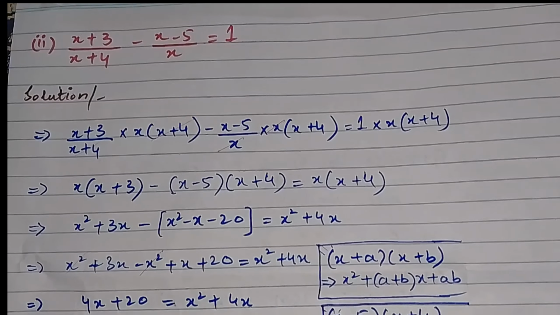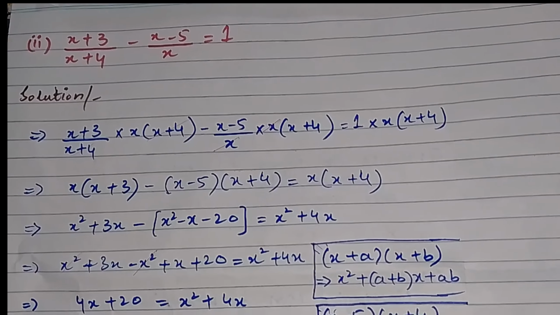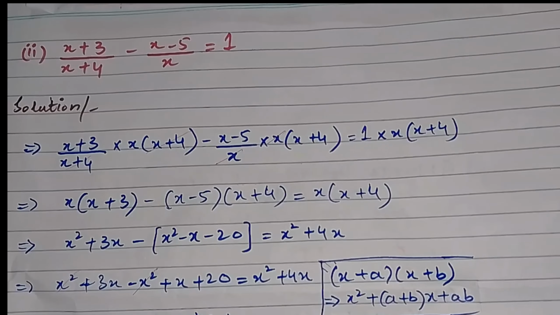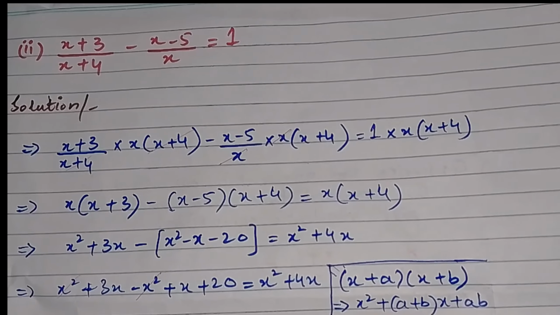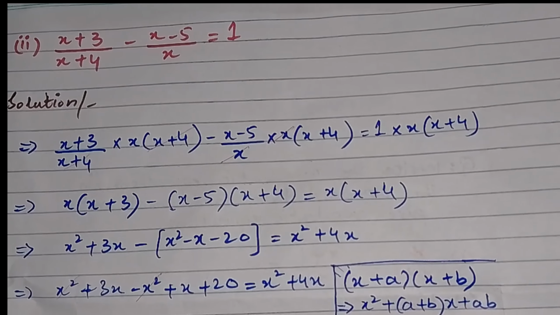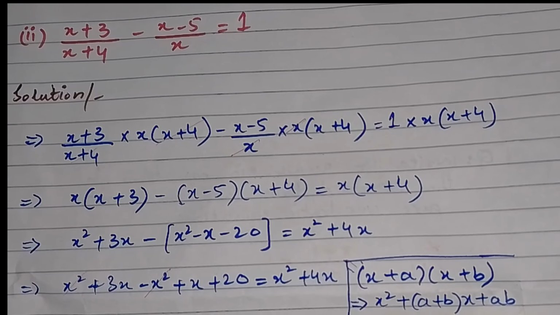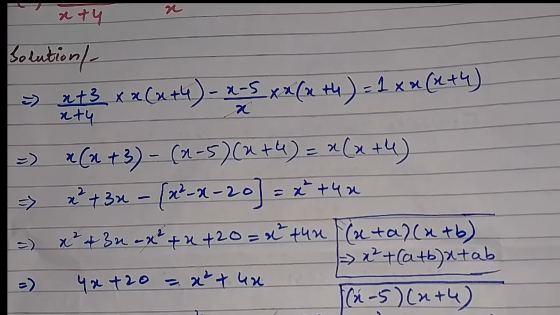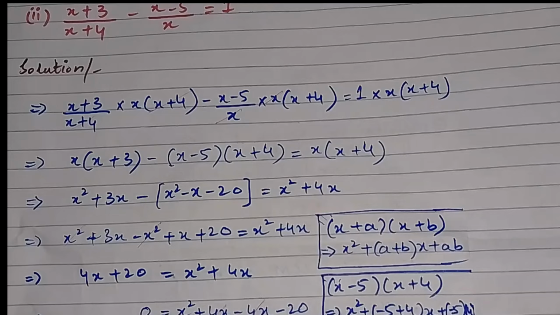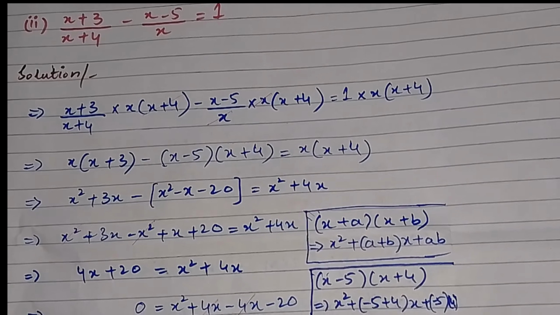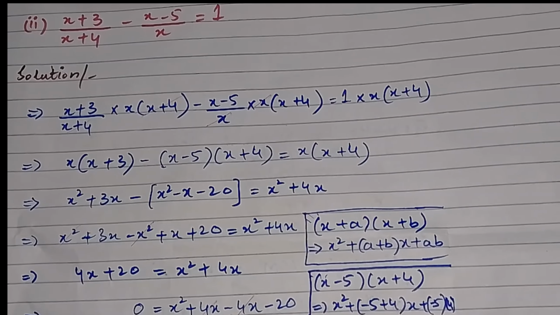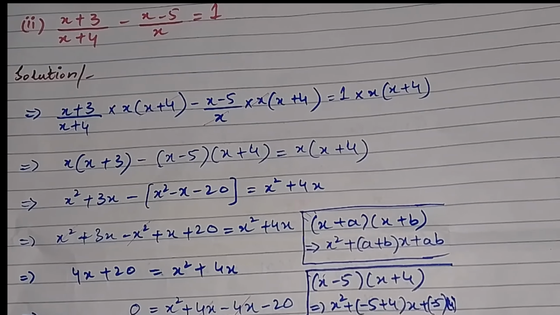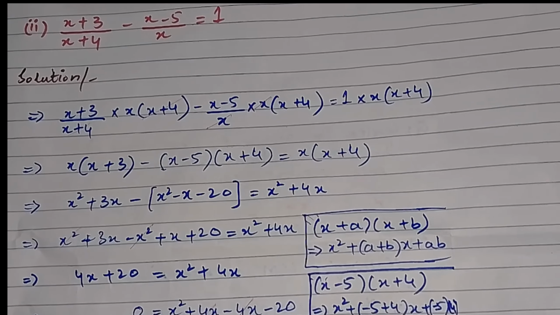Now we will solve question number 2. The same method will be adopted. We will firstly take the LCM, that is x plus 4. We will multiply it with all expressions. In the first step, with the first expression, x plus 4 will be cancelled. In the next expression, x will be cancelled. And on the other side, 1 will be multiplied with the whole expression x plus 4. It becomes simple x plus 4.